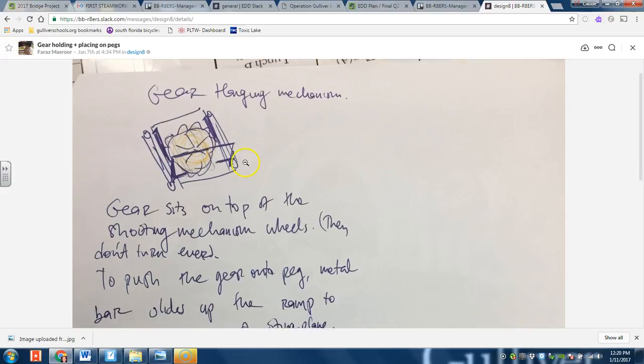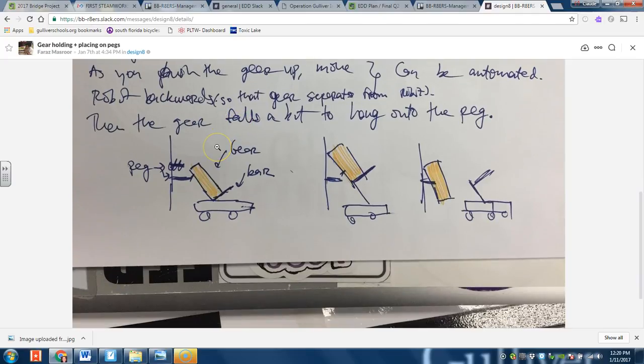And then this pushing process can be automated because you'll have to move the robot backwards as you push it up so that the gear actually does get off of the robot. So, but this process, I believe, is good because, again, it can be automated. So we just need to figure out how fast to move the gear up and how fast to move the robot backwards to get the gear completely off the robot and then so that it will fall onto the peg. So this can just be activated with a button or something.